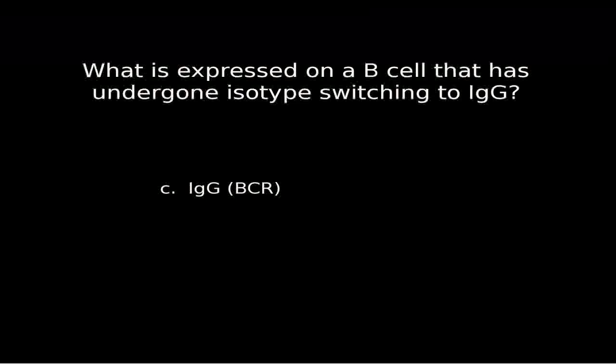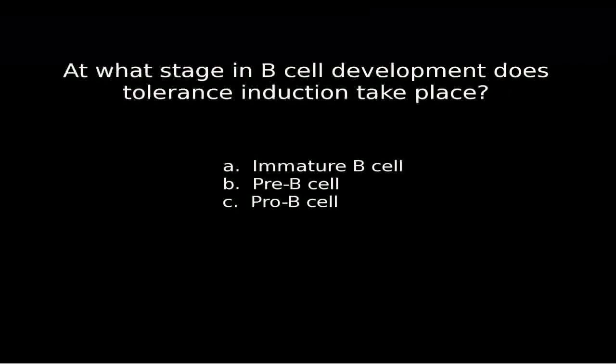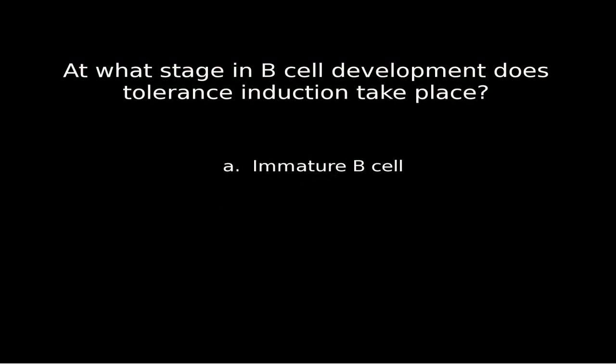Point being is that the B cell receptor and the immunoglobulin, you want to think of those two things being the same. Number 4 is, at what stage in B cell development does tolerance induction take place? And that answer is going to be A, the immature B cell stage.